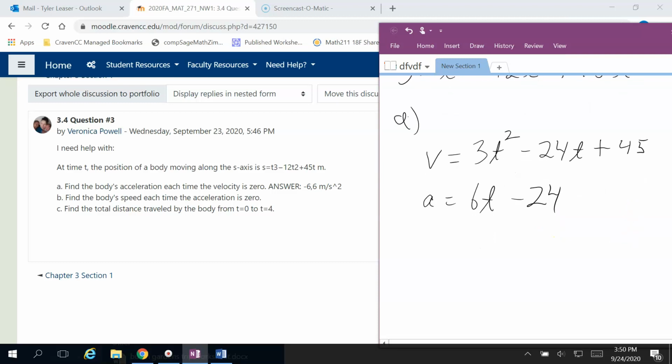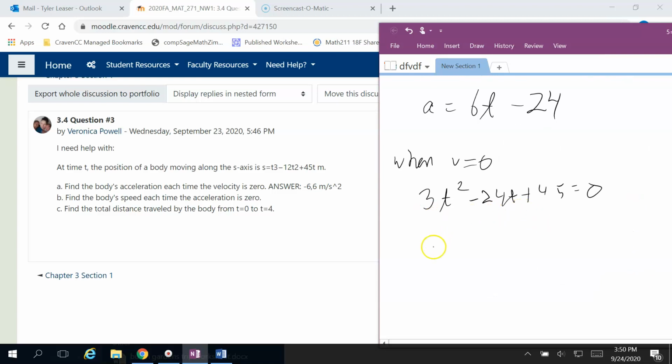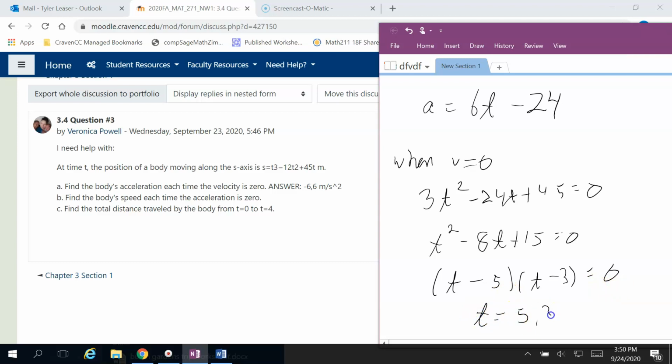All right, the question is asking us to find the acceleration when the velocity is 0. So let's figure out when velocity is 0 first, and to do that, you're just going to set your velocity function equal to 0. So that's that 3t squared minus 24t plus 45. Set that equal to 0. We can divide everything by 3 here. And then we can factor. So two numbers that multiply to be 15, add to be that -8 is -5 and -3. We have the two things equal to 0, which gives us the two solutions, +5 and +3.